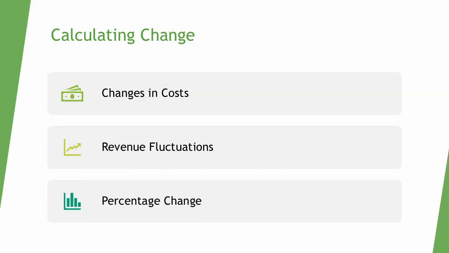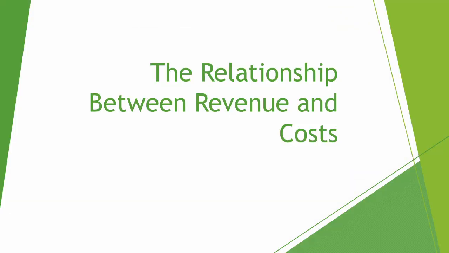The business may experience changes in the costs of production or the revenue that it receives. Percentage change is calculated by dividing the difference between the new value and the original value by the original value, then multiplying by 100. Contribution per unit is the amount each unit sold contributes to covering fixed costs and generating profit, calculated as the selling price per unit minus the variable cost per unit.